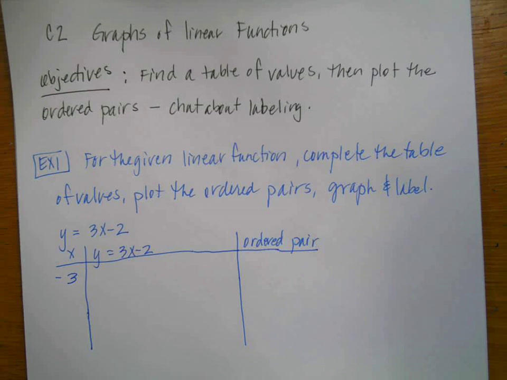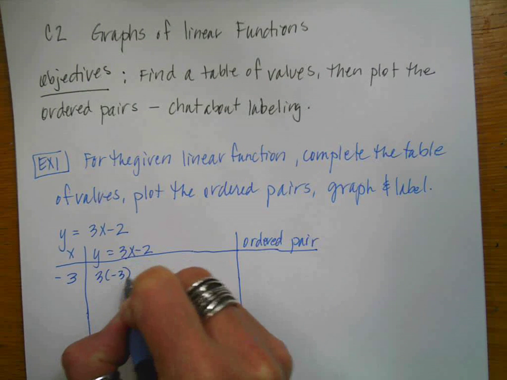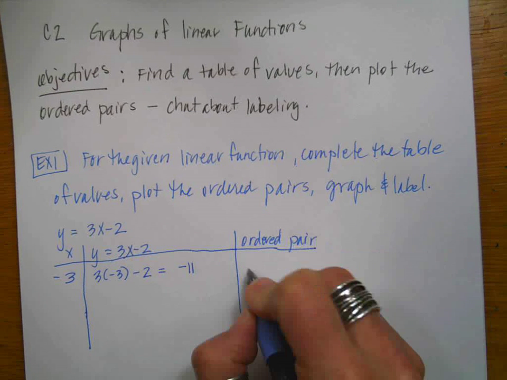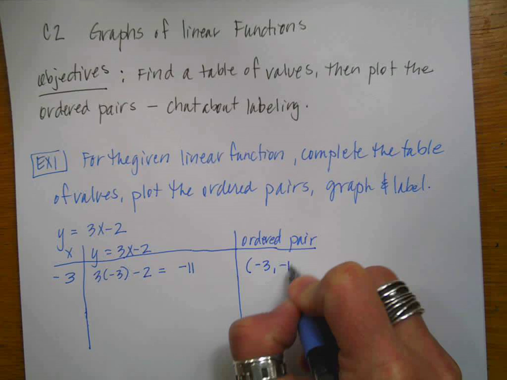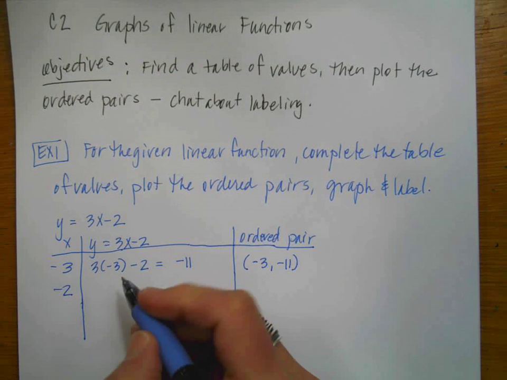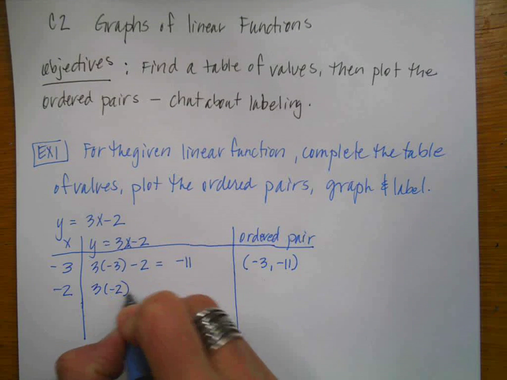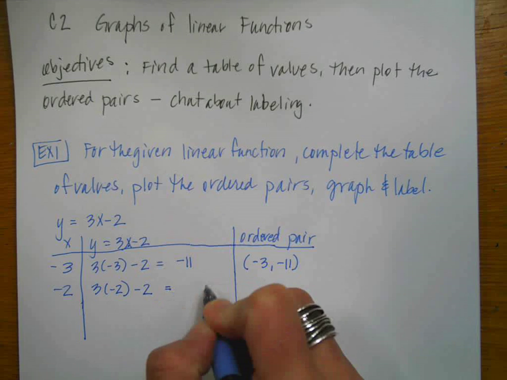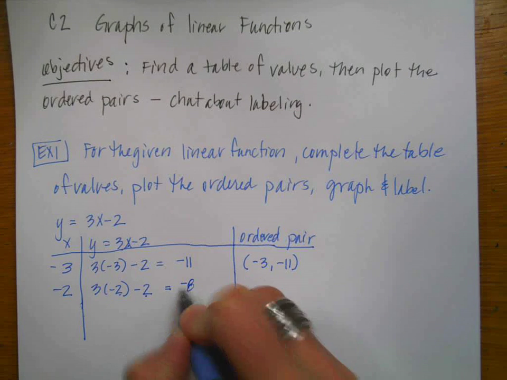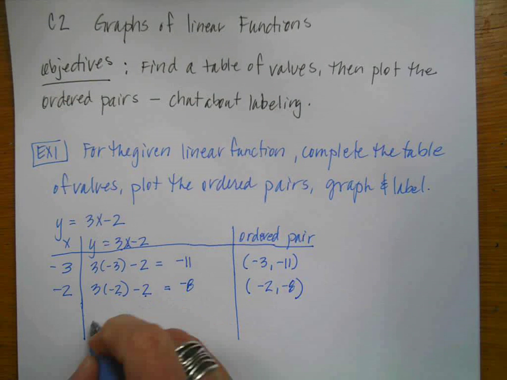So if I choose negative 3 for my x value, and I substitute it into my function, it's going to be 3 times a negative 3 minus 2. And when I do that math, I'm going to get a negative 11. And so the ordered pair is a negative 3, negative 11. Okay? My next x value is going to be a negative 2, and I'm going to substitute it into the equation. So 3 times a negative 2 minus 2. And when I do that math, a negative 6 minus 2 is a negative 8. And then my ordered pair for this one is a negative 2, negative 8.